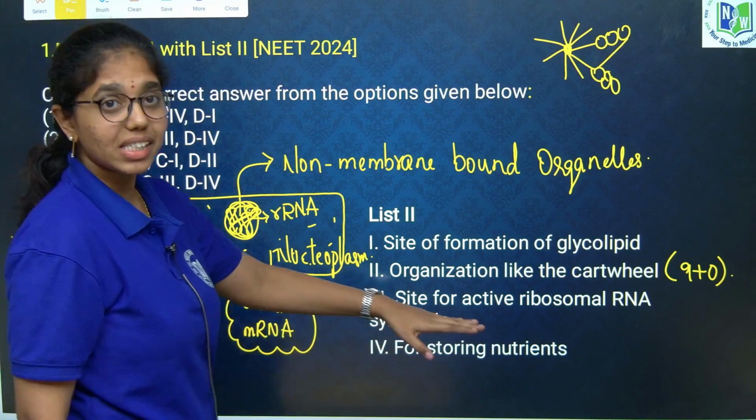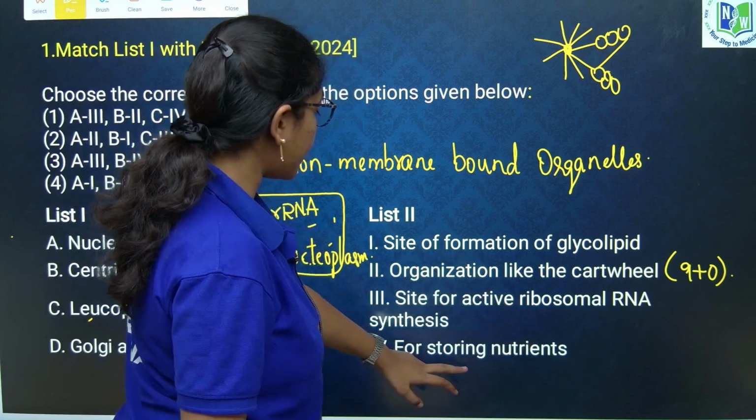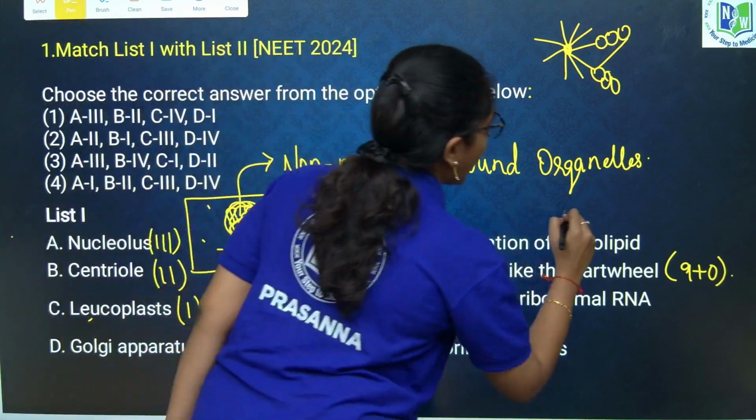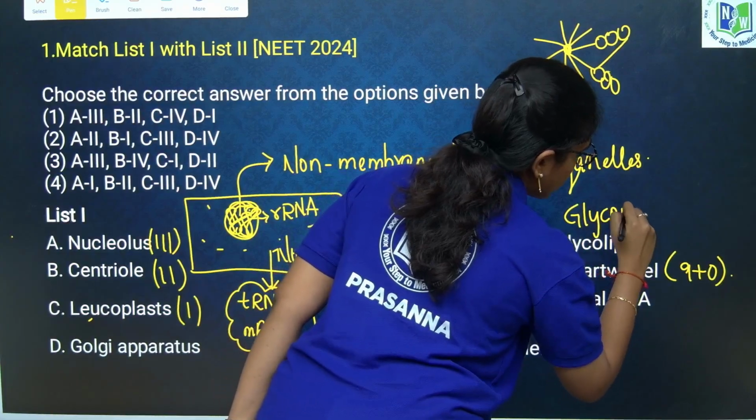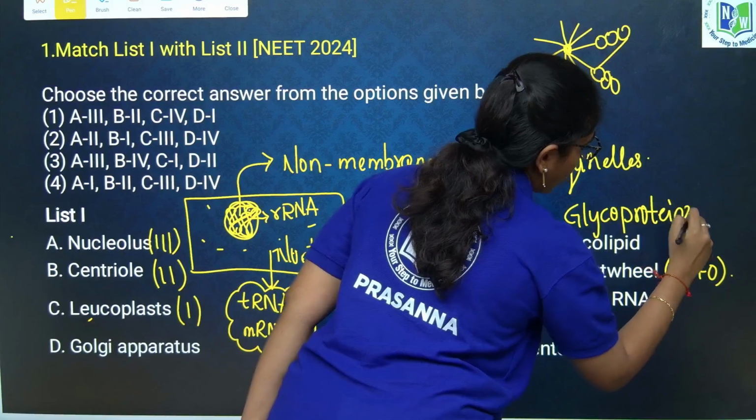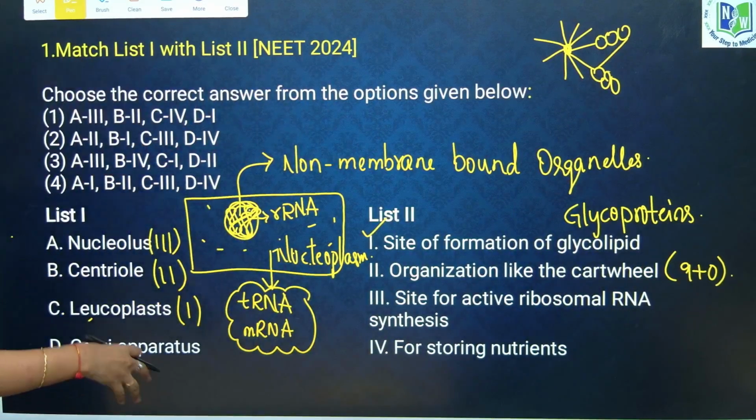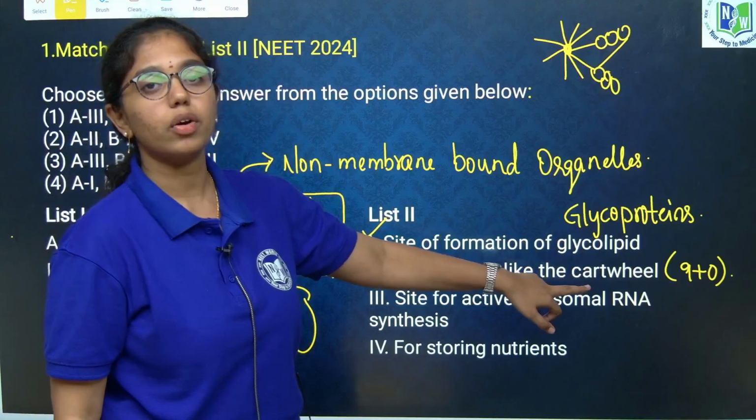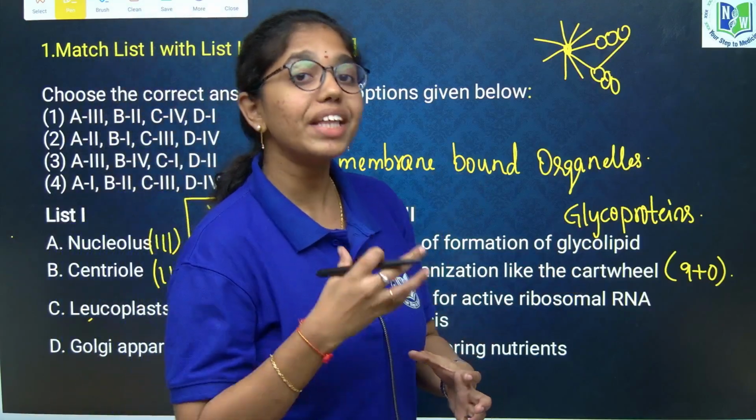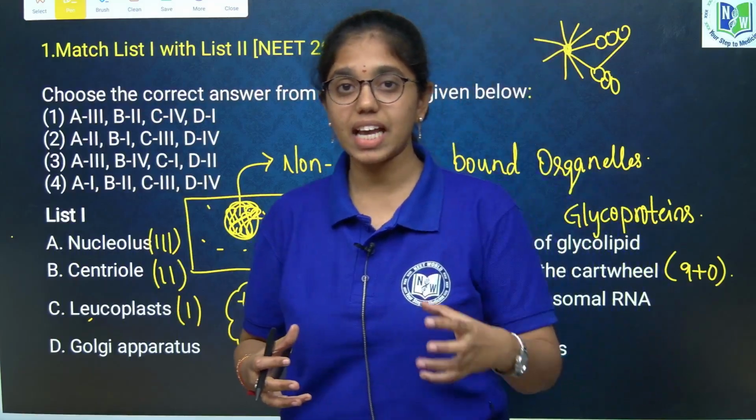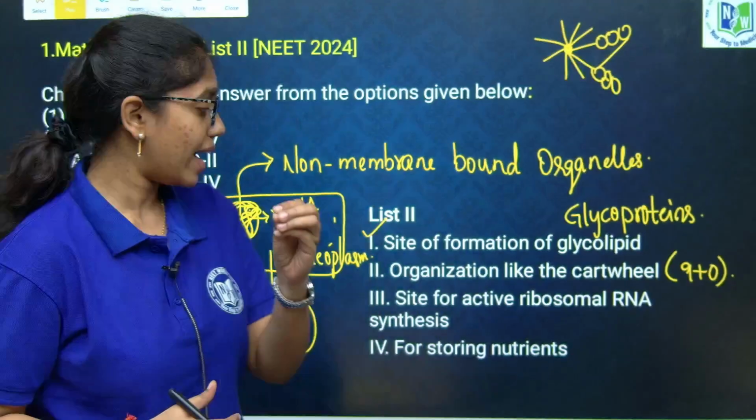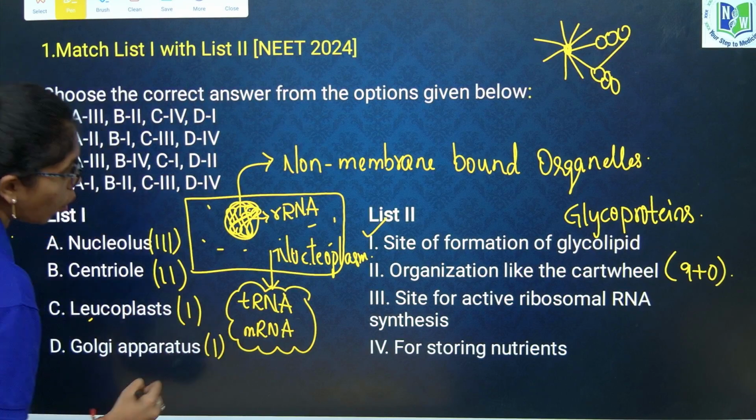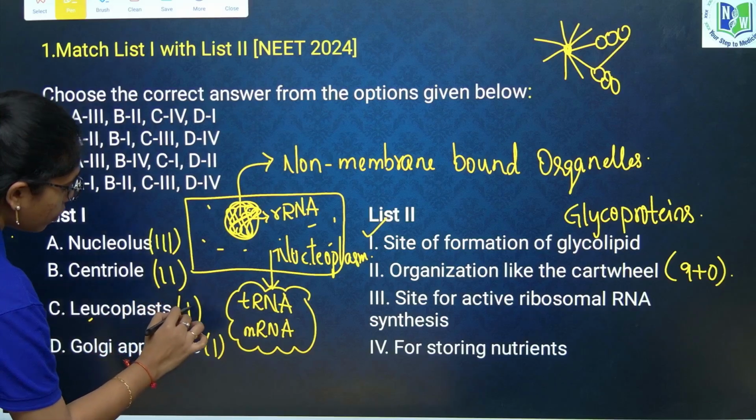Golgi apparatus will be the site of formation of glycolipids and glycoproteins. This function of Golgi apparatus has been asked multiple times, so fix it in your mind. They modify the proteins and lipids which are synthesized from rough endoplasmic reticulum and smooth endoplasmic reticulum. So, Golgi apparatus, it is option 1. Leucoplast, it is option 4.